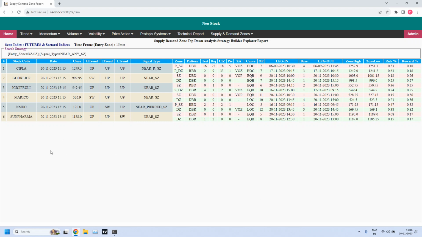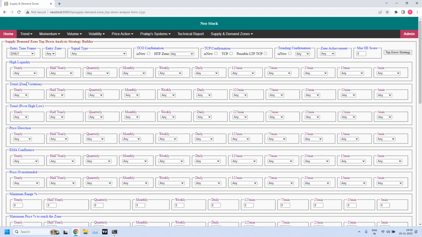Okay. So this is about stocks near demand and supply zones for 15 minutes. Now we will generate bullish and bearish setups for 15 minutes. So the entry time frame is 15 minutes. Because it is a bullish setup, let us select the demand zone.